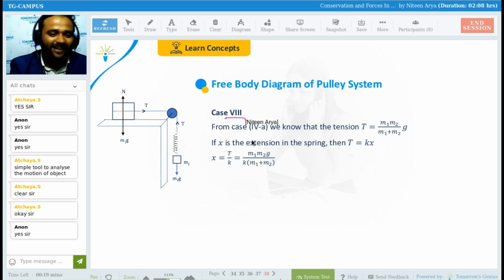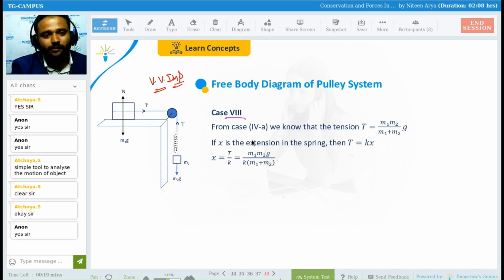For the last case, I think that is last. Just the last case, the 8th case. From case 4A, we know that tension T equals M1 M2 divided by M1 plus M2, times G. In this particular scenario, that is very, very important. Why so? Because instead of a simple string, we have a spring here.